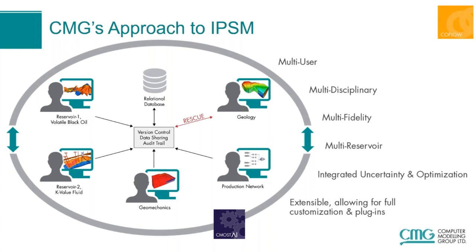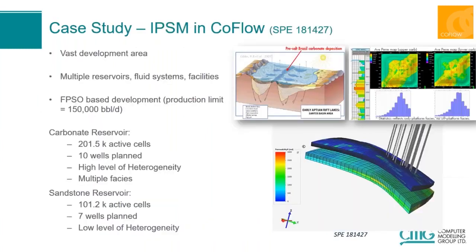And to top it all off, we have integrated uncertainty optimization, where you can parameterize everything from the reservoir to the production facility using CMOST AI, and then leverage all the things that come with CMOST AI. On top of that, Coflow is an extensible software where you can write your proprietary plugins for your specific scenarios and make it work with Coflow. So I will explain more through a case study in Coflow.